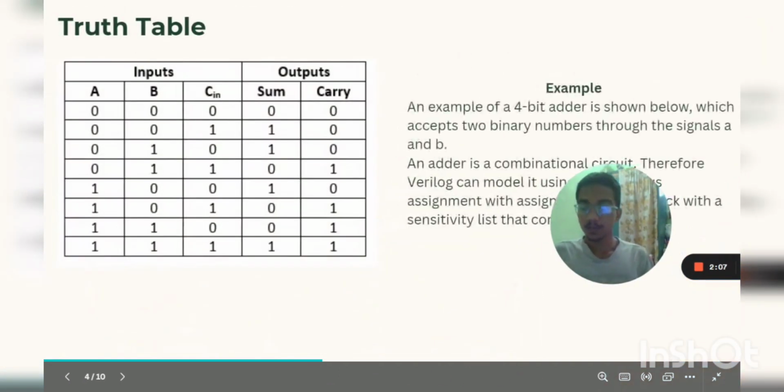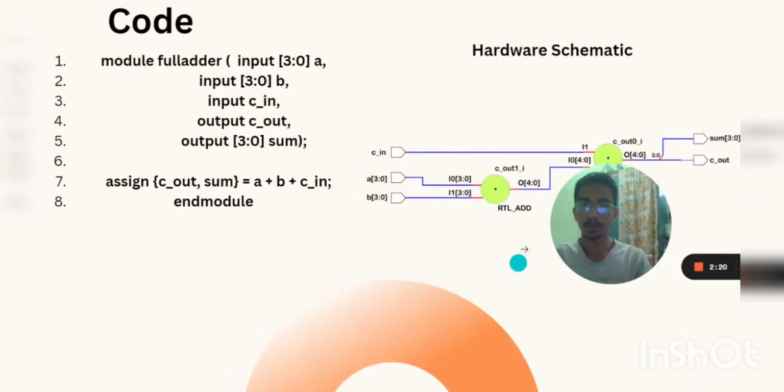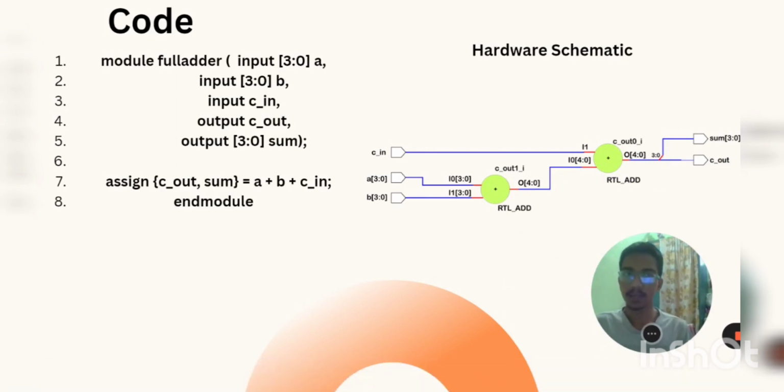So basically we need a truth table to write code for any circuit diagram. So here is the truth table of the full adder. Here is the code. We have to write a starting code on the Xilinx ISE platform or any other platform where you are writing the code.